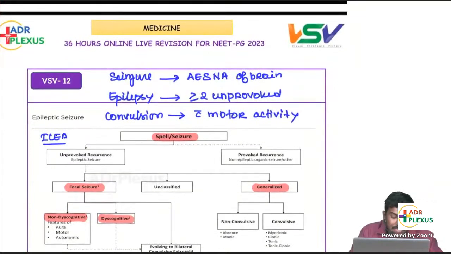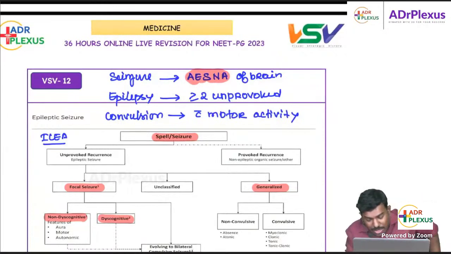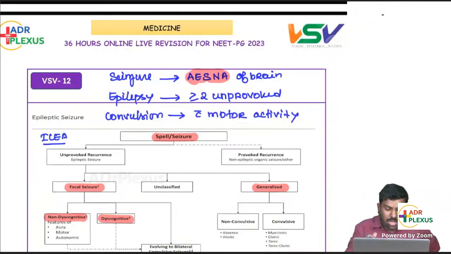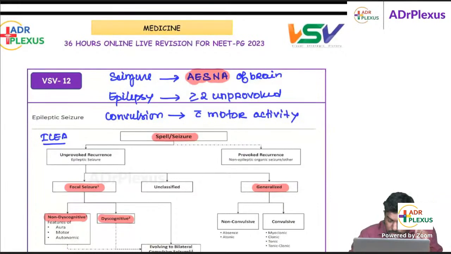Abnormal, excessive, synchronous or hypersynchronous neuronal activity of the brain. It's just a definition. We have discussed in our regular class what is seizure and how to differentiate seizure from other terminology. Seizure is abnormal, excessive, synchronous or hypersynchronous neuronal activity of the brain. That is called seizures. It's just a definition.